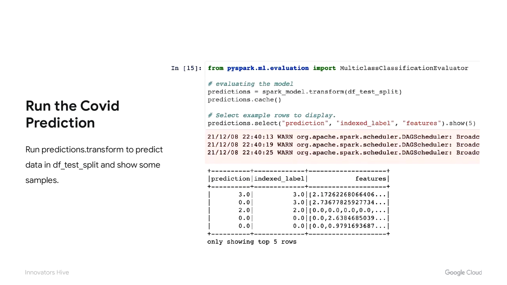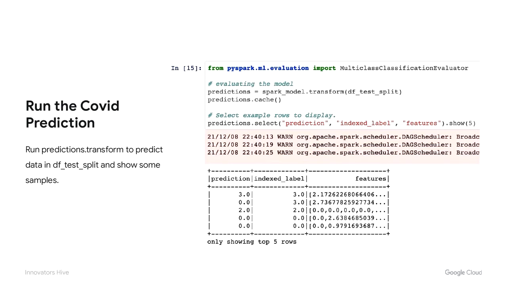And this is the prediction. We run the prediction on the test data. We call spark_model.transform and use the test split as the parameter there, and then we show some of the predictions.